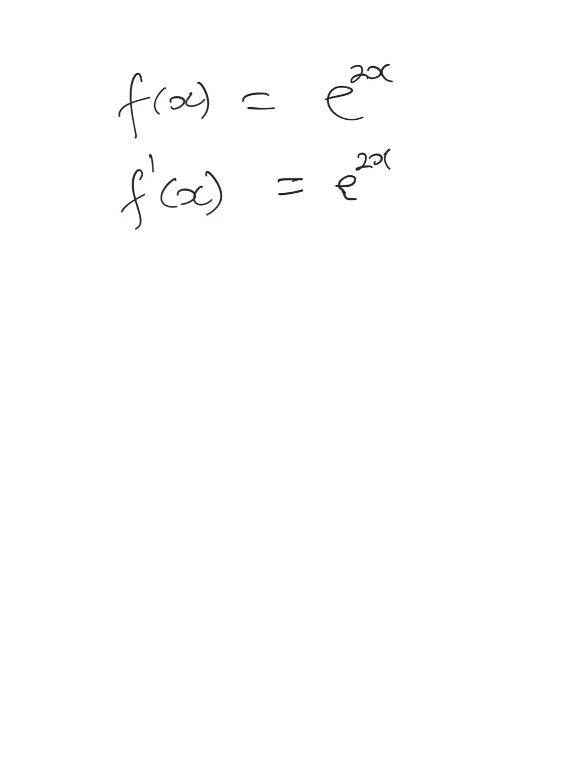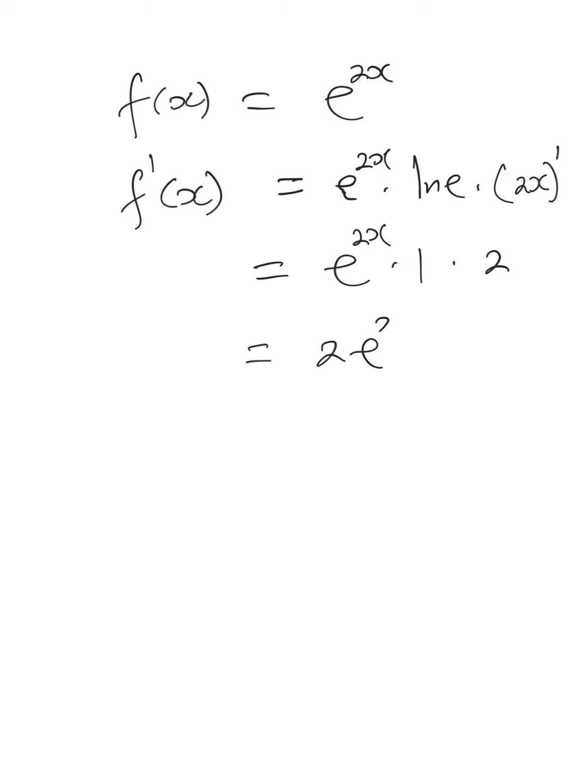What about if f of x is e to the 2x? Then what's the derivative? Write e to the 2x, then natural logarithm of e, because the base is e, and then multiply by the derivative of the power, differentiating 2x. So this is going to be e to the 2x. Natural logarithm of e is a 1, then this is a 2. So this is 2e to the 2x.